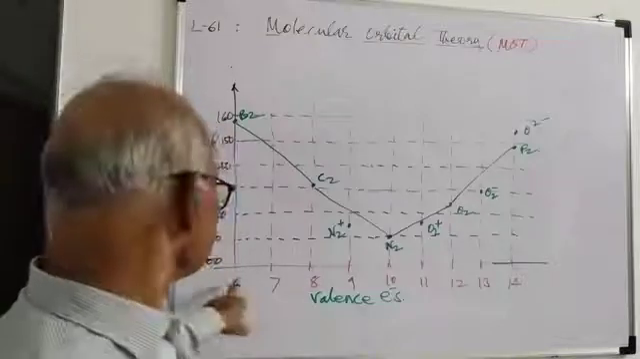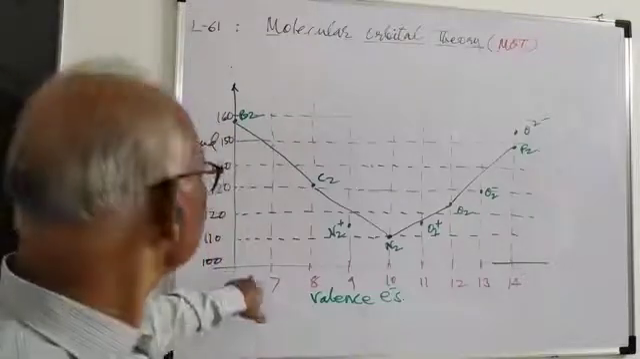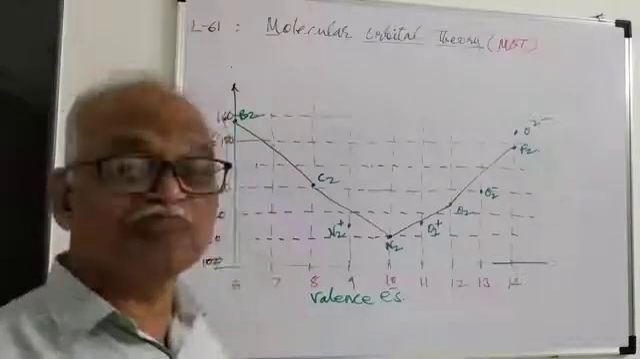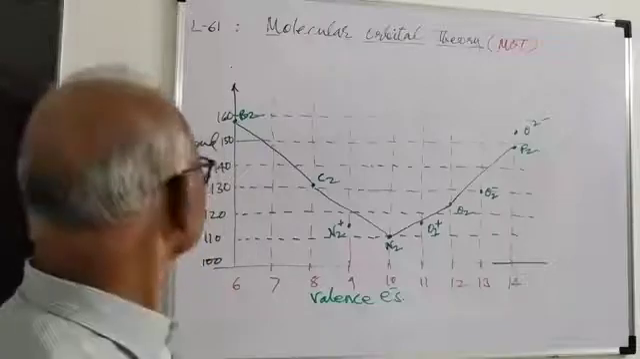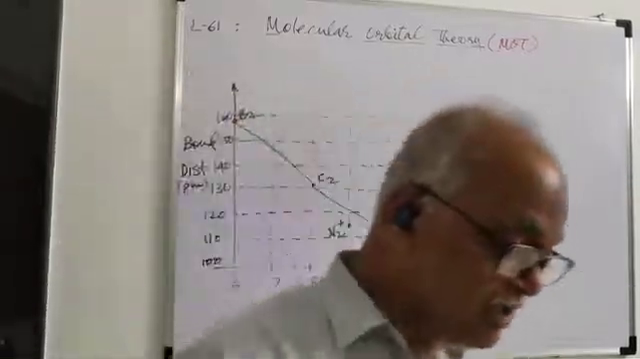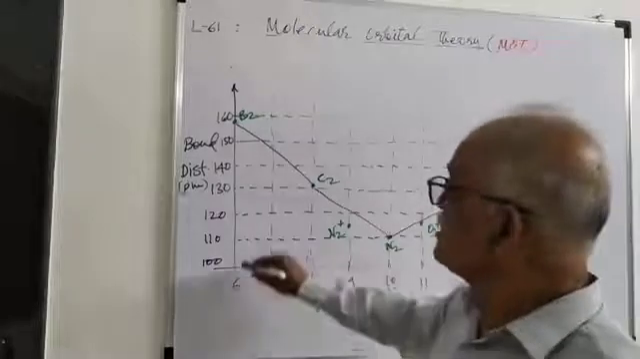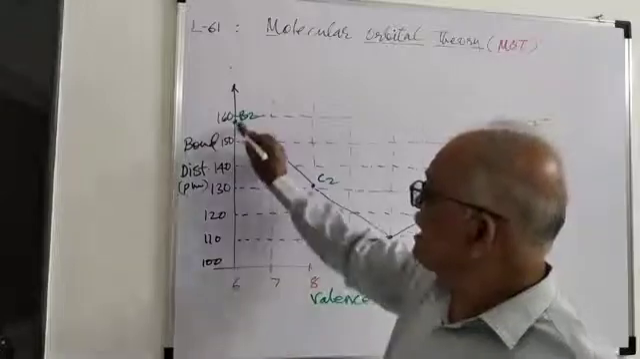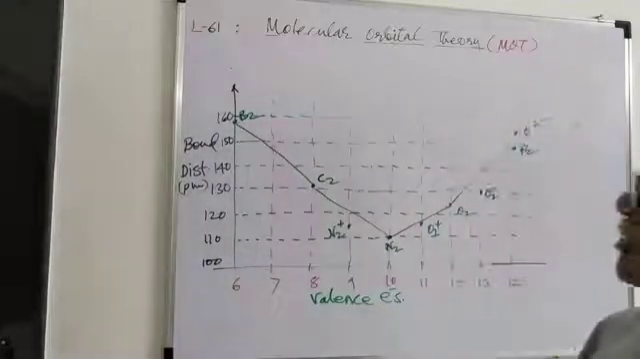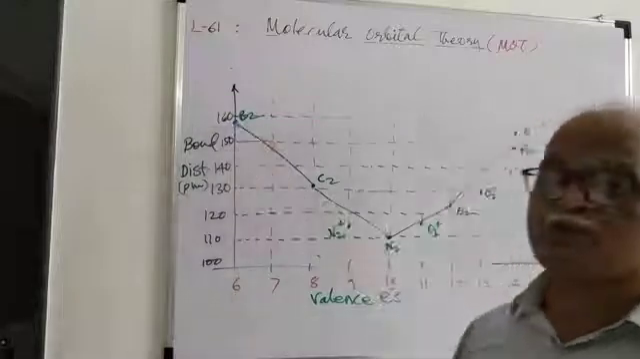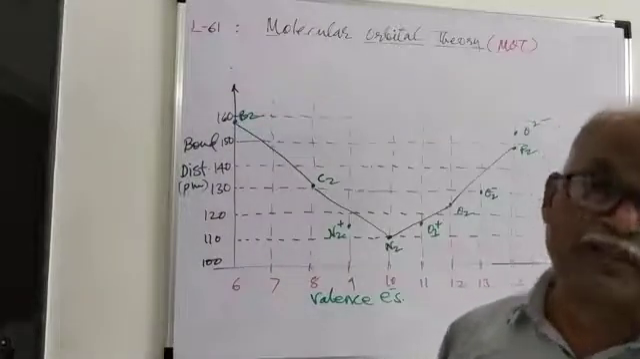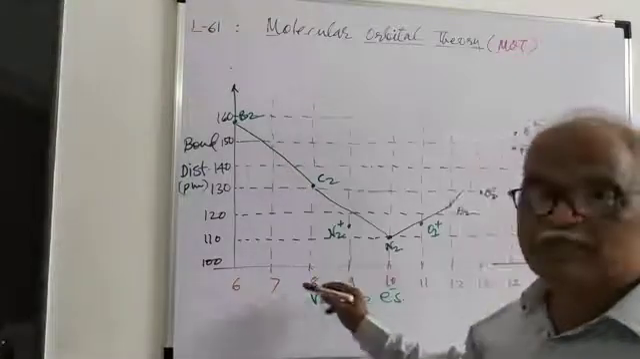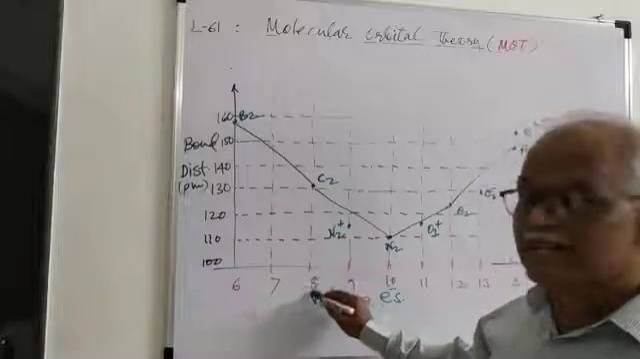B2 molecule has 6 valence electrons, and these 6 electrons are going into the bonding molecular orbitals. So the bond order is only 1. In case of the C2 molecule, the bond order is 2. The valence electrons are 8.